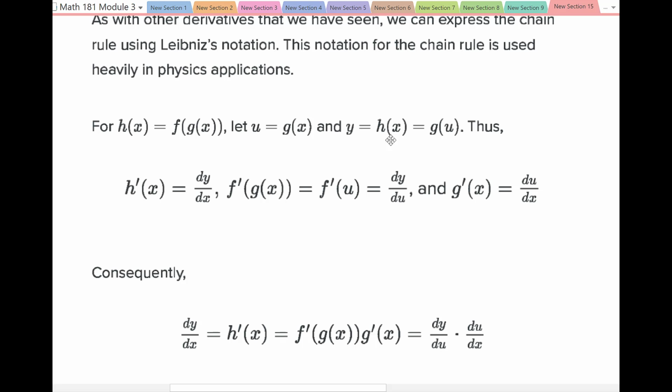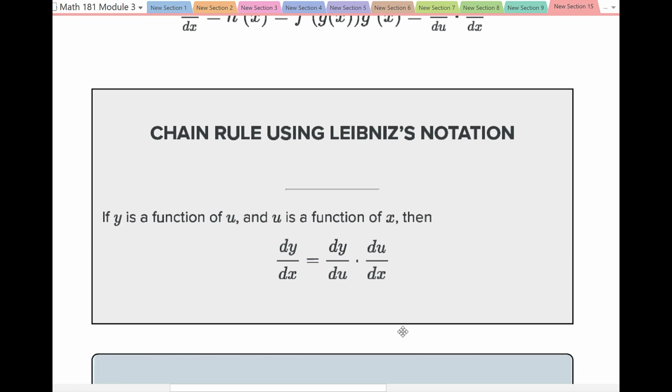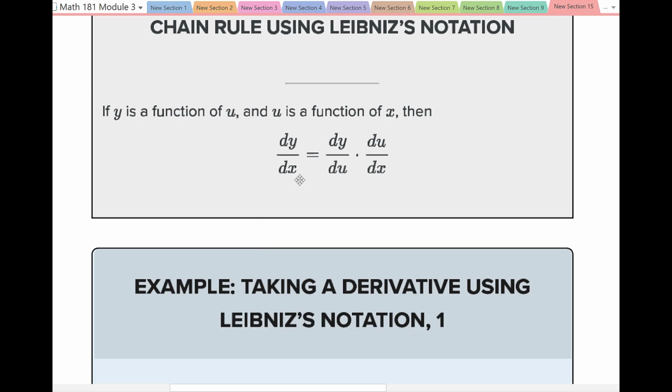We have our ways of writing this: h of x equals f of g of x, where u is g of x and y is h of x, which is f of u. We can come up with our expressions here for the derivatives using the chain rule. But under Leibniz notation, it's dy dx is dy du times du dx. We did that in the last part of this section, but this is just to give you a formal idea of what Leibniz notation would look like.